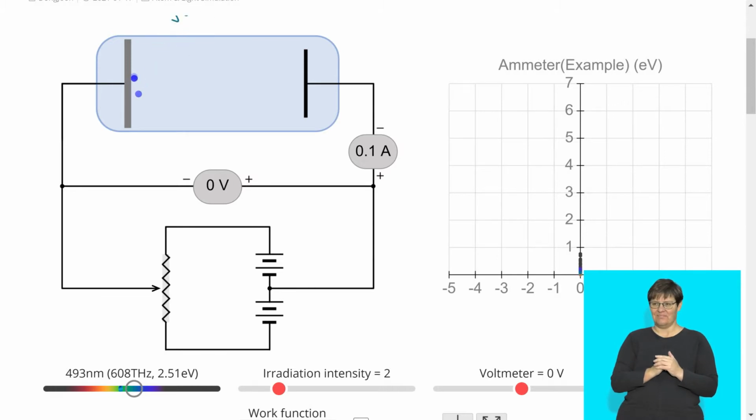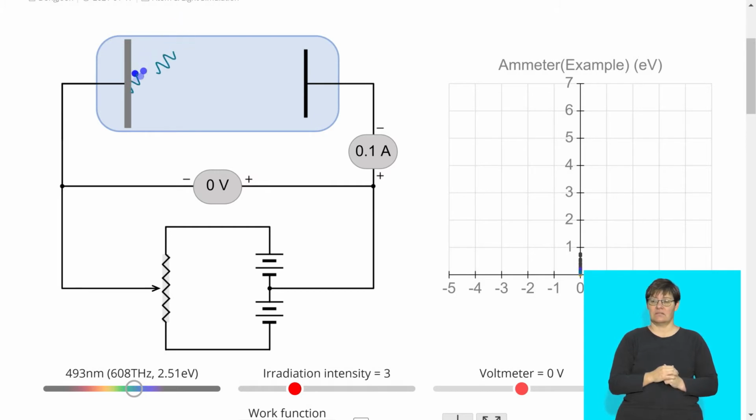There we go. I've now got current, a small amount of current. So I have gone past the threshold frequency, okay? We are ejecting electrons from the metal, but they're not going very fast. So what happens if I keep the frequency the same, but I make the light brighter, okay?